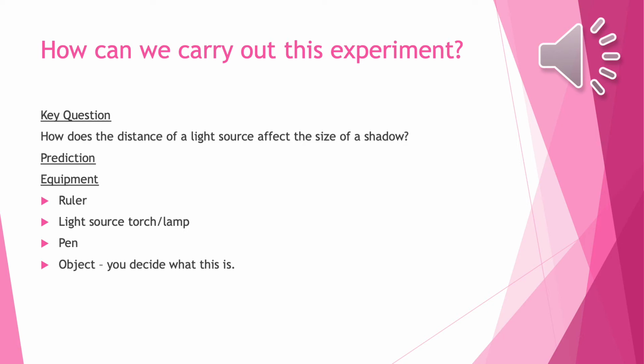So we've done our key question, how does the distance of a light source away from an object affect the size of its shadow? We've done our prediction. You should have that noted down. Now we need our equipment.